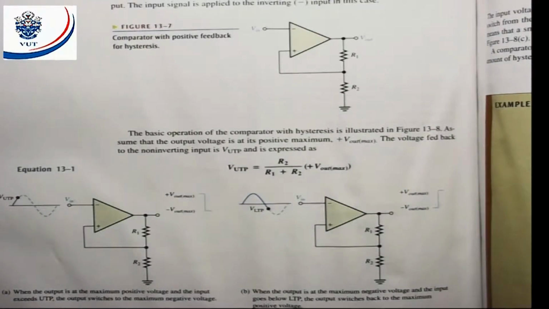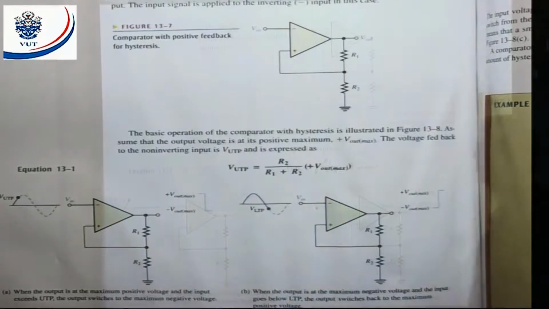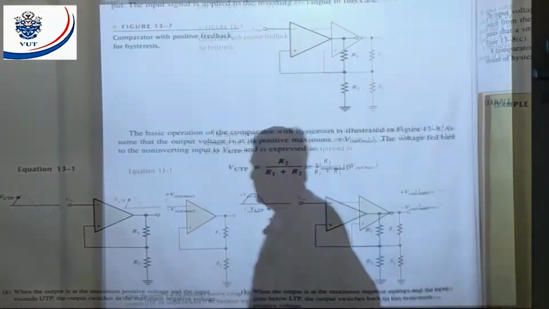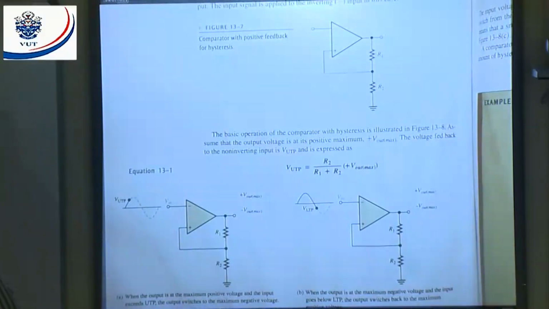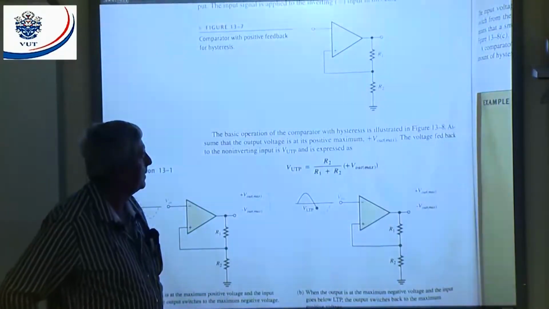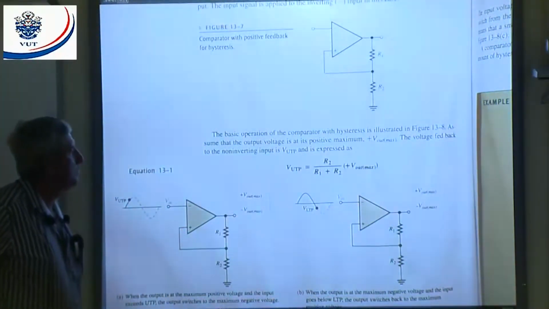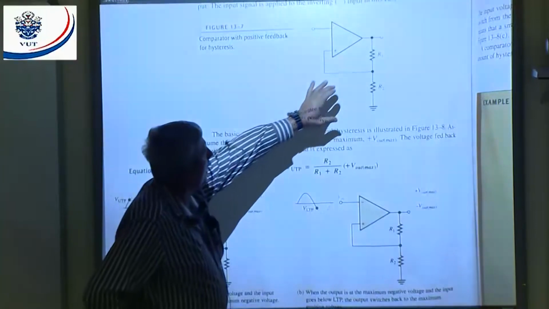Now, if we look at this circuit here, what will you say? Is that positive feedback or negative feedback? That is positive feedback, all right? Because my output is taken to my non-inverting input, not to my inverting input, to my non-inverting input. That will give me positive feedback. But what will happen? I will change the reference.